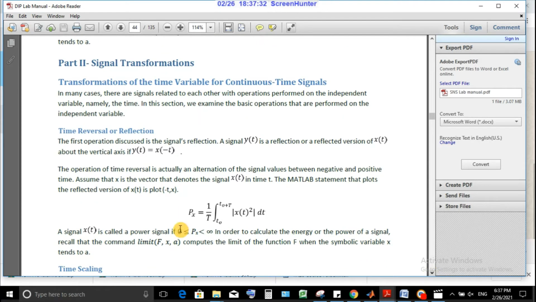A signal x(t) is called a power signal if Px is greater than or equal to 0 and less than infinity. In order to calculate the energy or the power of a signal, recall that the command limit computes the limit of the function when the symbolic variable x tends to a. Then the time scaling operation.